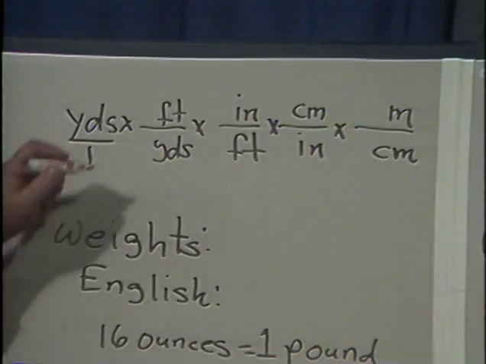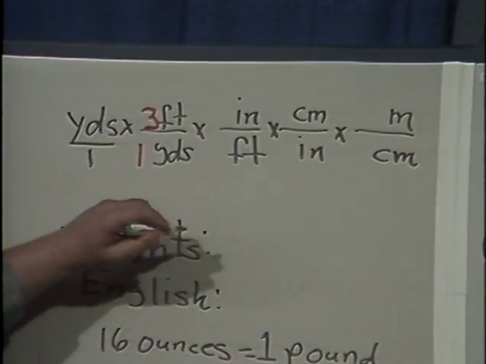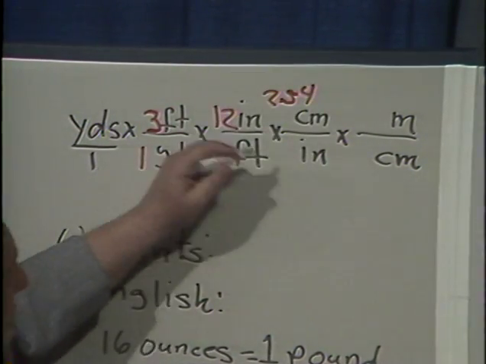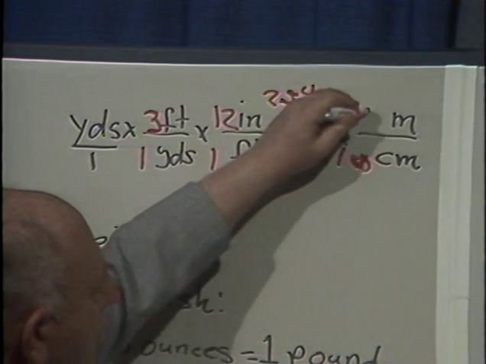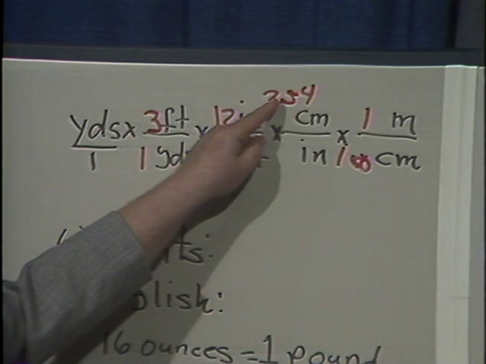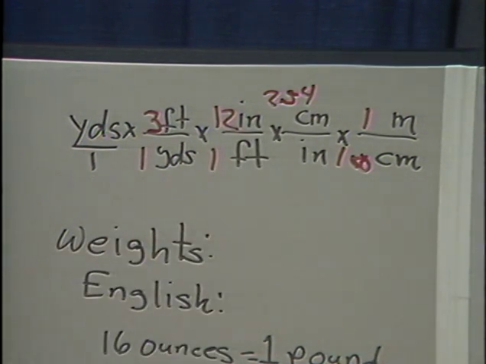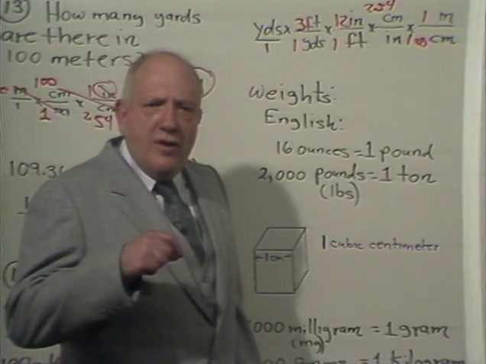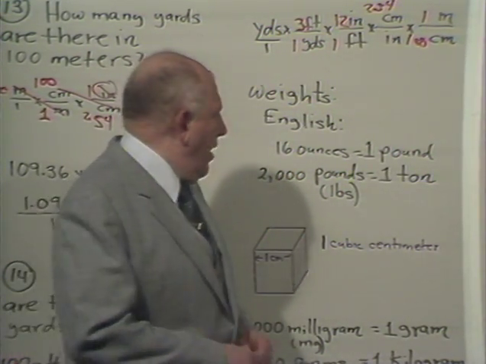And in fact, if I put these numbers in, see 3 feet is 1 yard, 12 inches is 1 foot, 2.54 centimeters is 1 inch, and 100 centimeters to a meter, I can actually take 3 times 12 times 2.54, divide that by 100, and that number will be the conversion factor from yards to meters, and I'll never have to do anything else again that way. But why memorize all these things when you can always get from one to the other by simple logic?